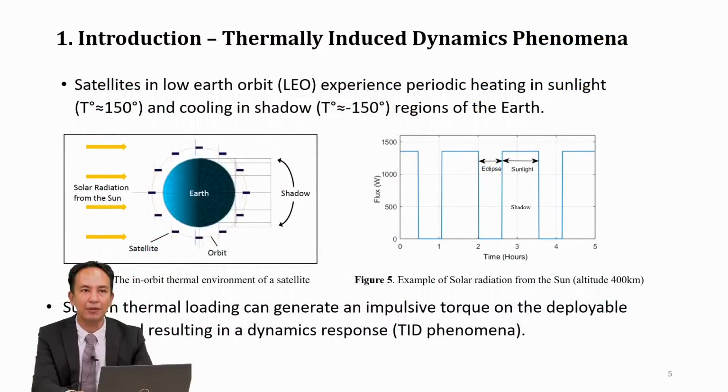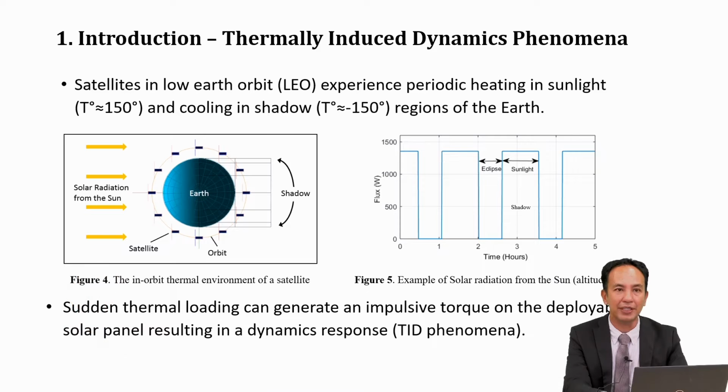As shown in figure 4, satellites in low Earth orbit will experience periodic heating in sunlight and cooling in shadow regions of the Earth. Referring to figure 5, the transition from shadow region or eclipse to daylight is especially critical, as the satellite will experience sudden thermal loading, which can generate an impulsive torque on the deployable solar panel, resulting in dynamic response, also known as thermally induced dynamics, or TID.